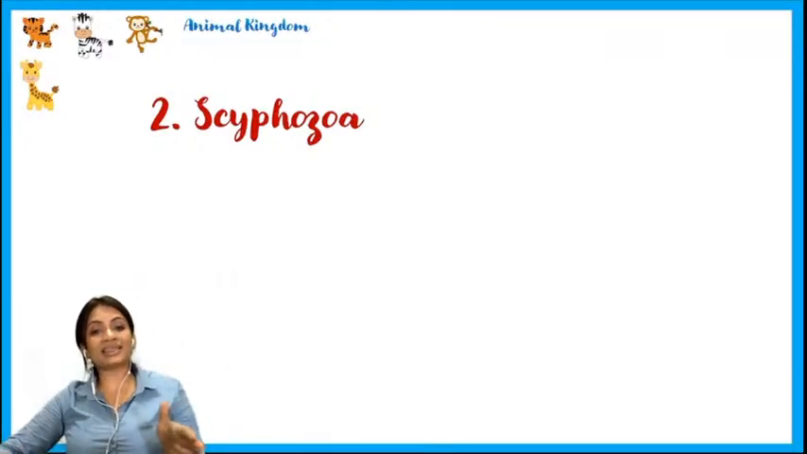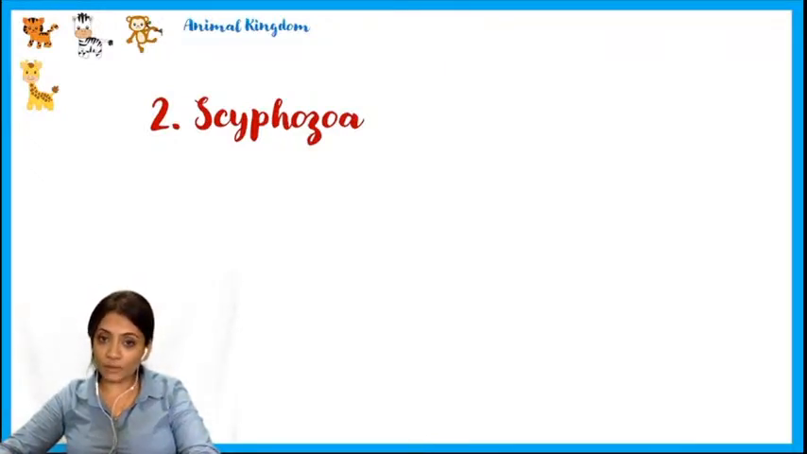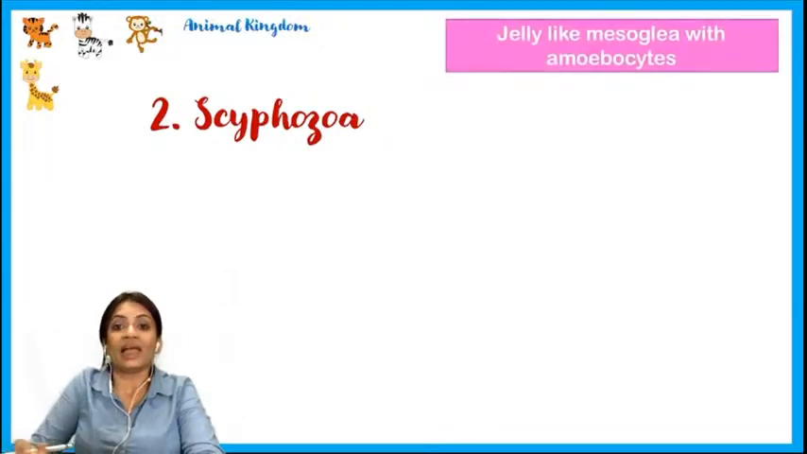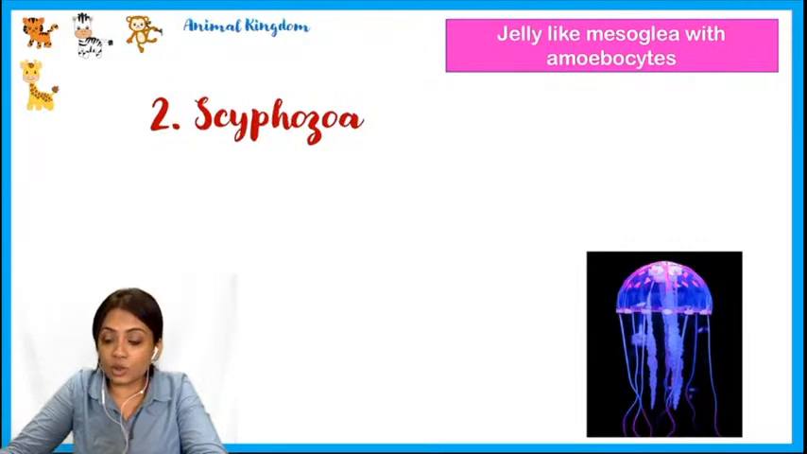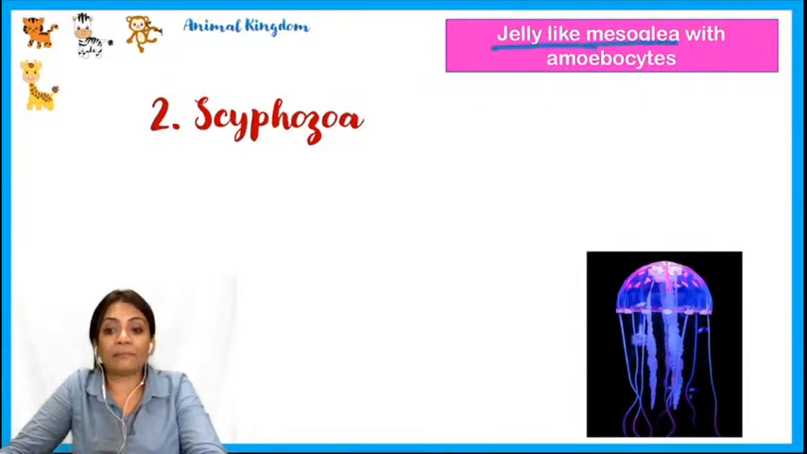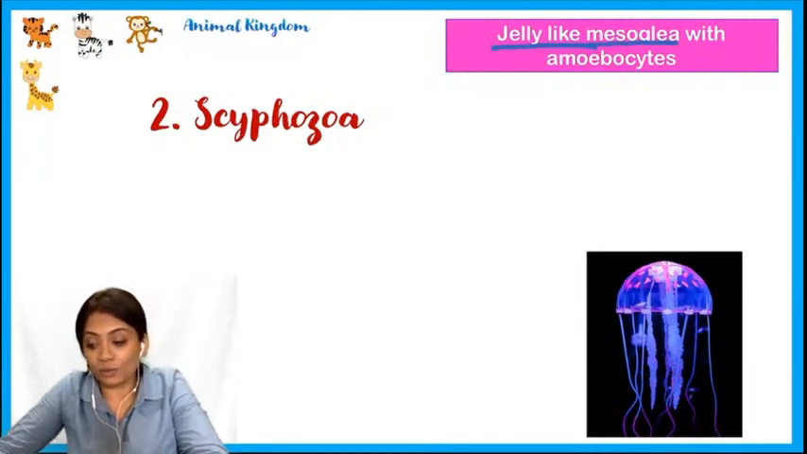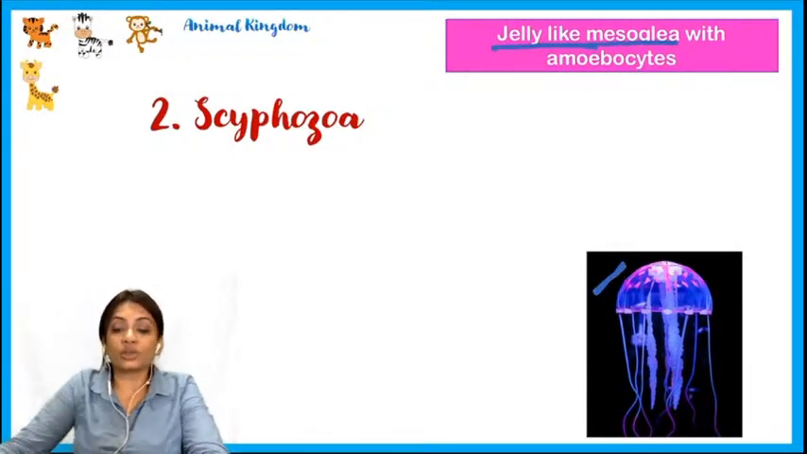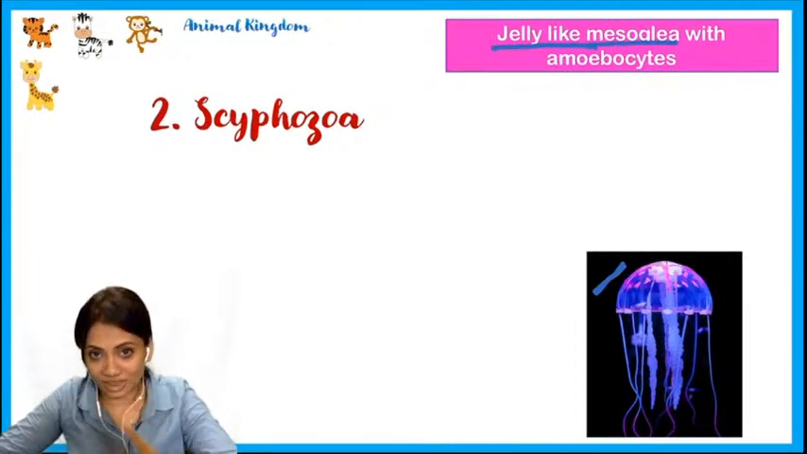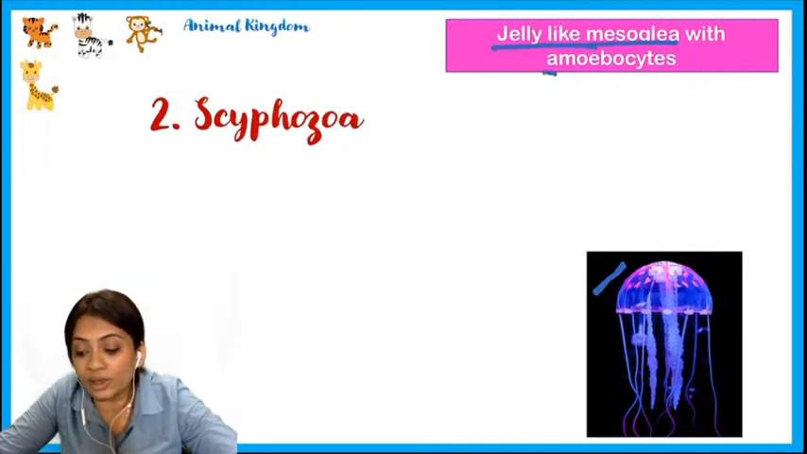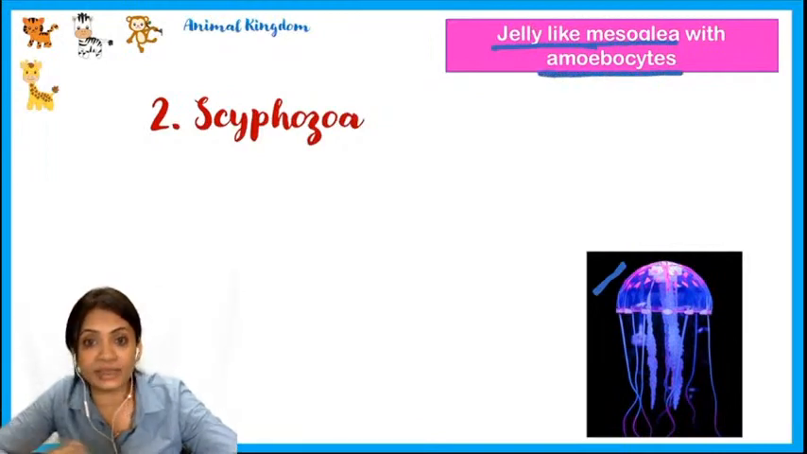Coming to the second class that we are going to talk about, Scyphozoa. In Scyphozoa, we see that there is a jelly-like mesoglea, and because it is jelly-like, this is where we categorize our jellyfish. Look at this very important point: the mesoglea here has irregularly shaped cells, which are called amoebocytes.